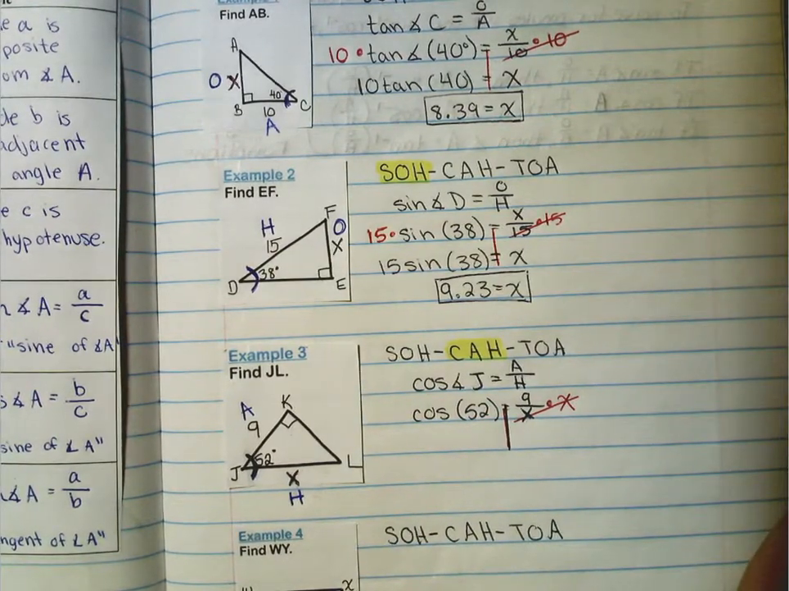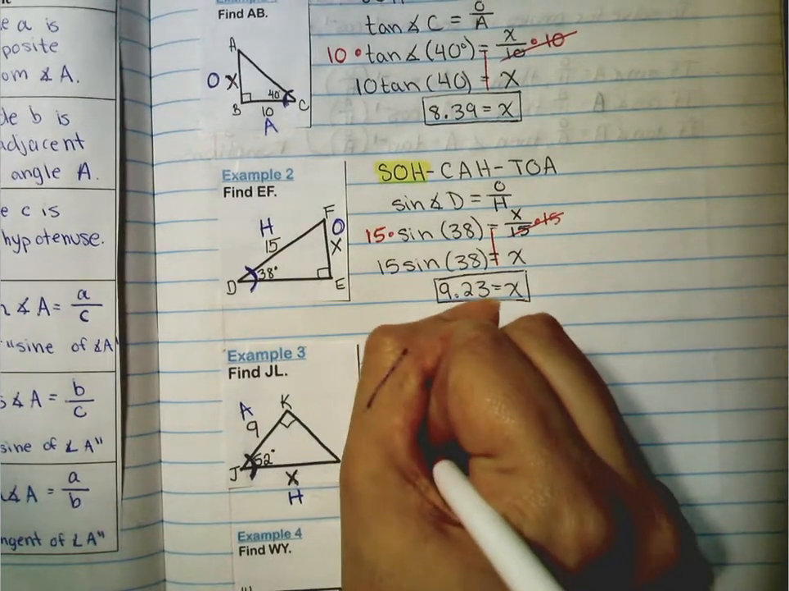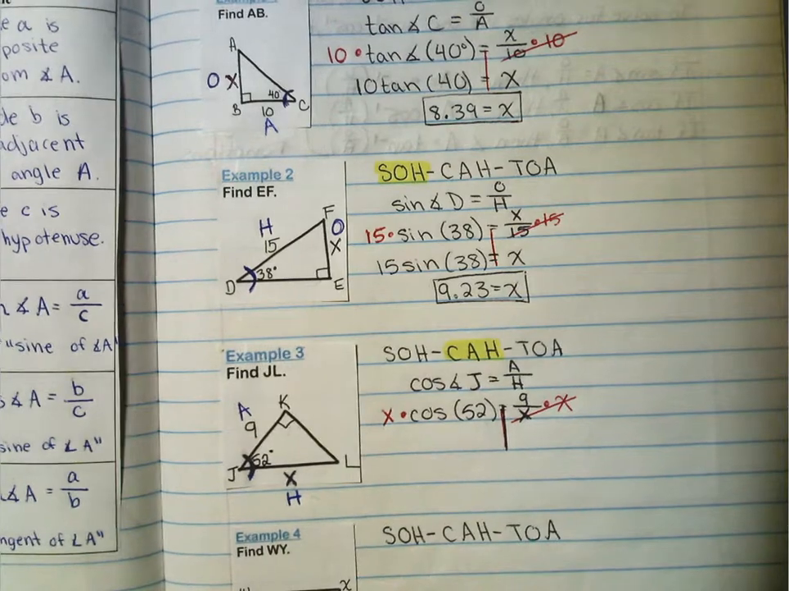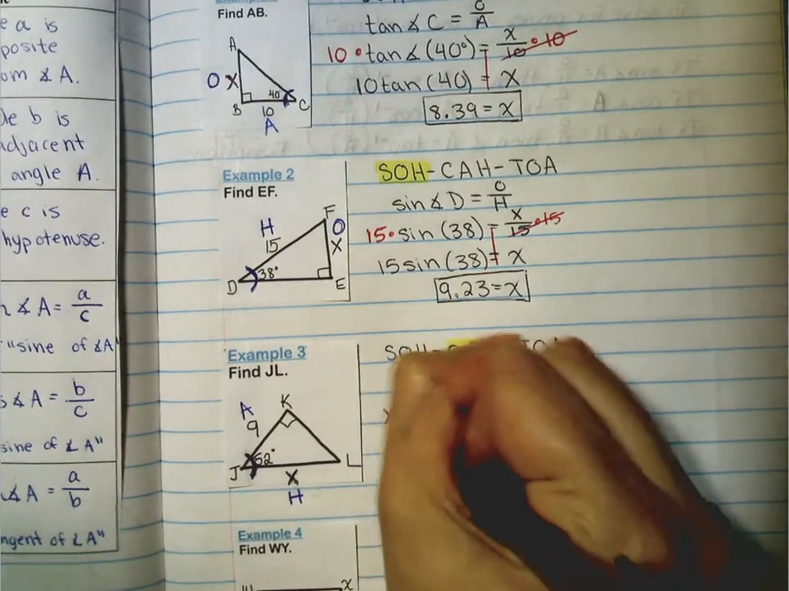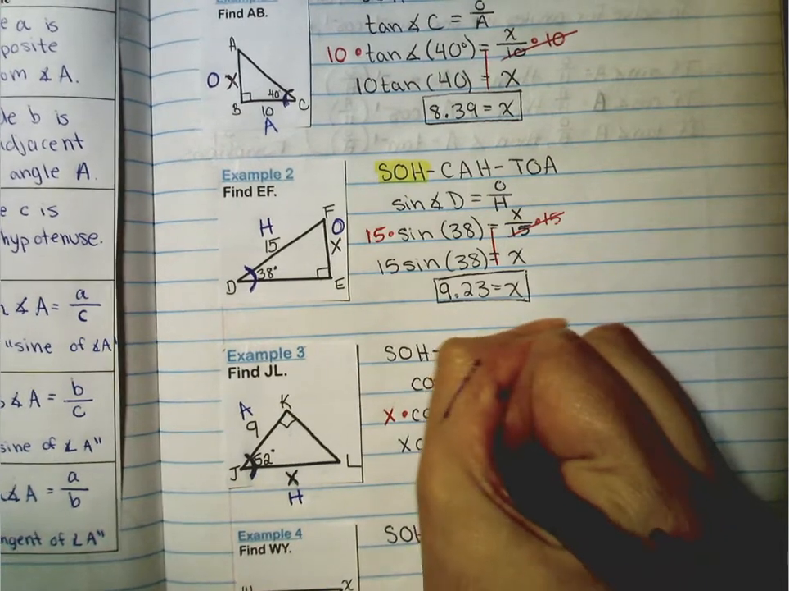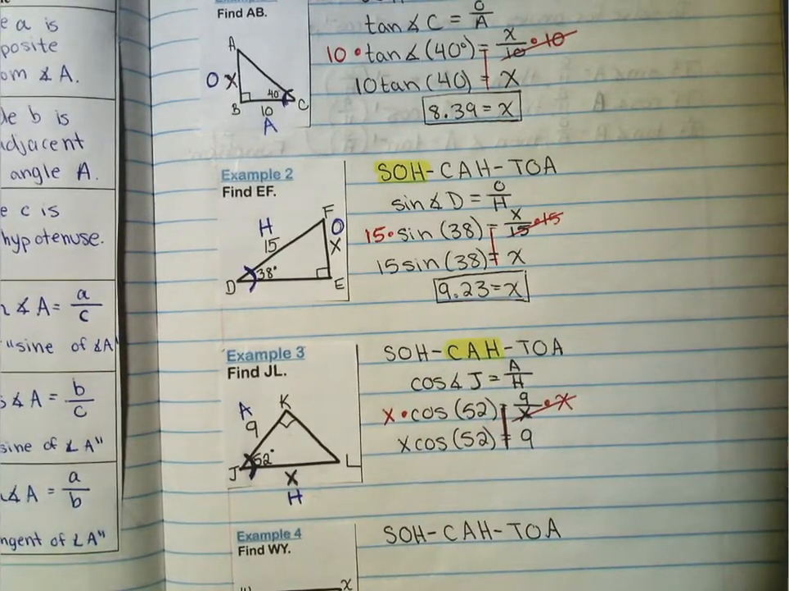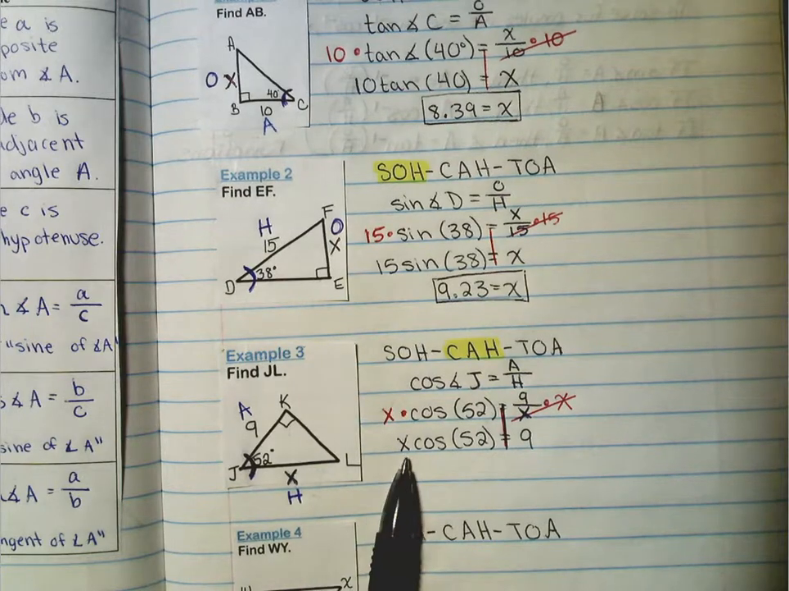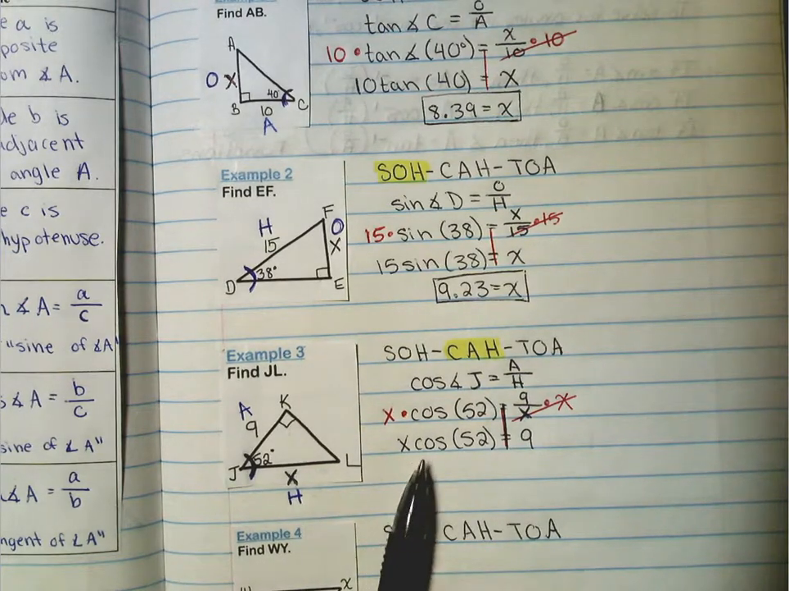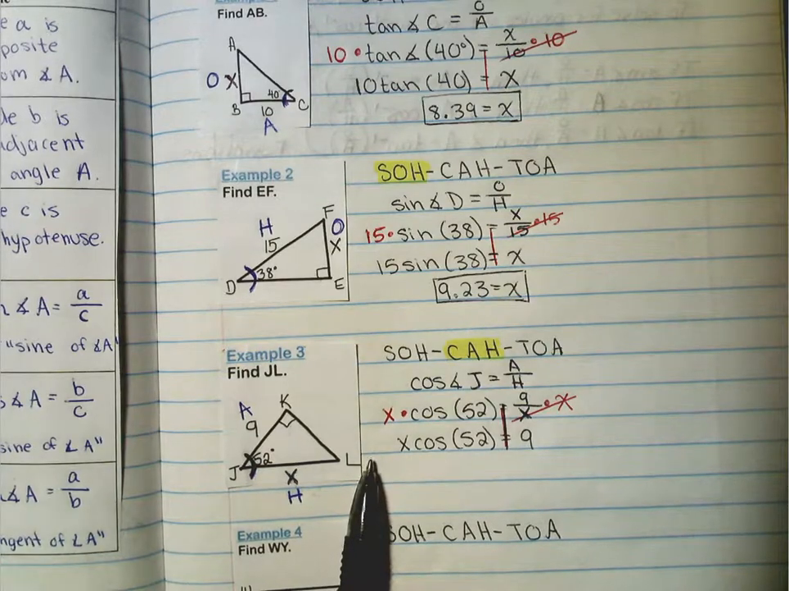That's gone. And whatever you do to one side, you do to the other side. So I'm going to come on this side, multiply by x. And so now I have x cosine of 52 equals 9. X is not by itself, so I'm not done. I just wanted to get rid of the fraction. X is now on the left side, so now I gotta get rid of the cosine of 52 so that x can be by itself.